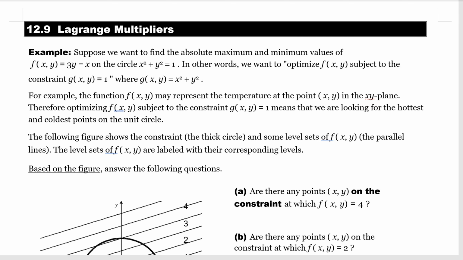Hi everyone. Today let's talk about section 12.9, Lagrange multipliers.